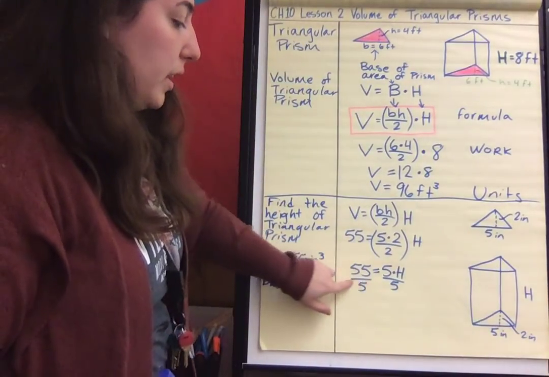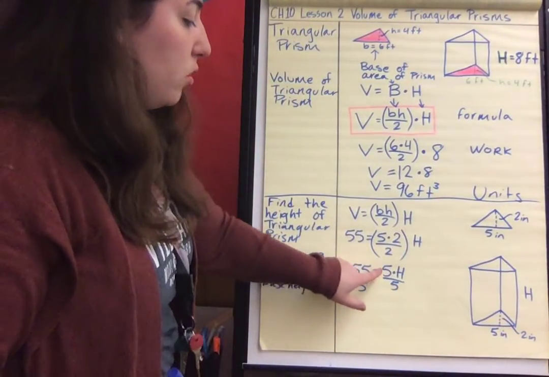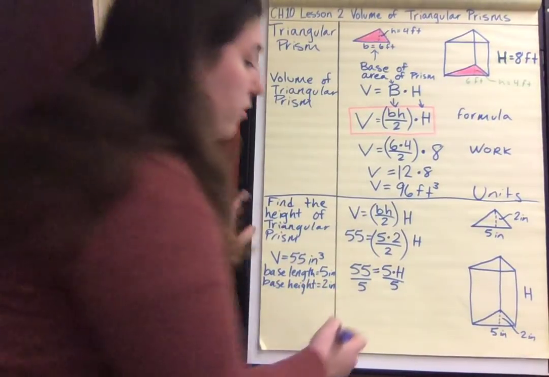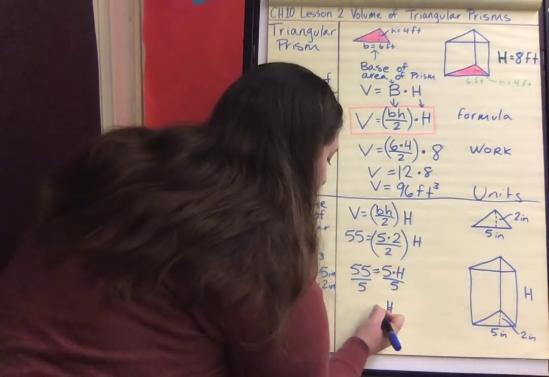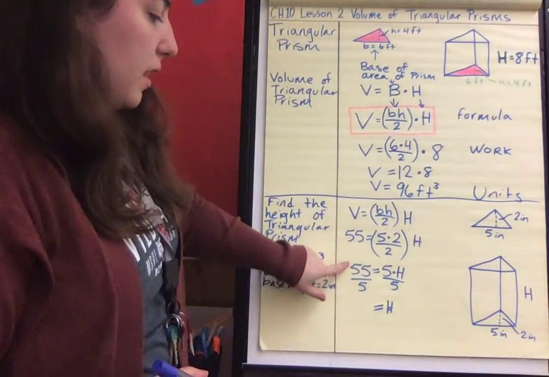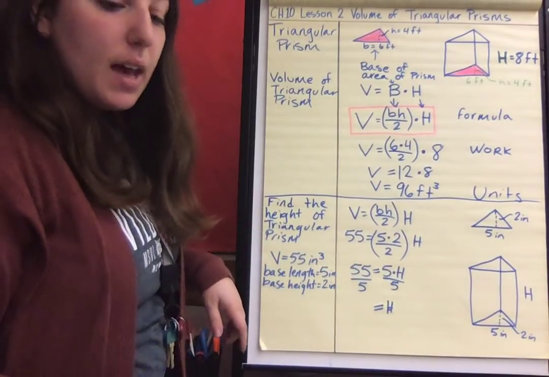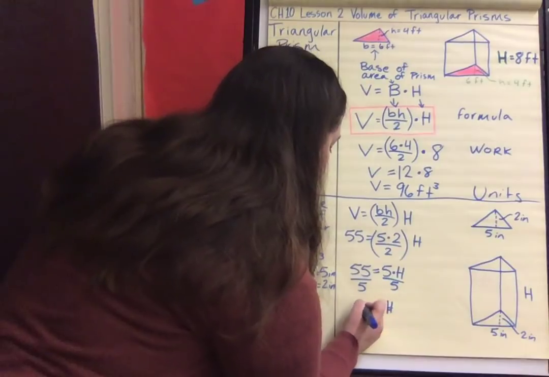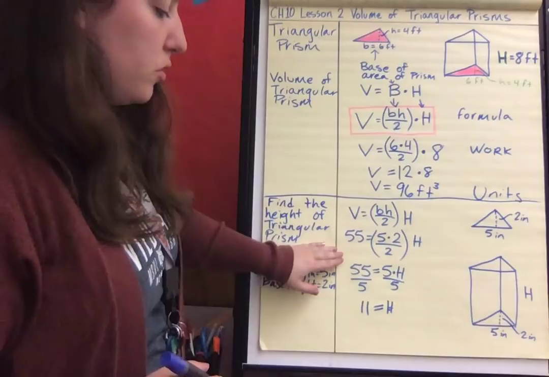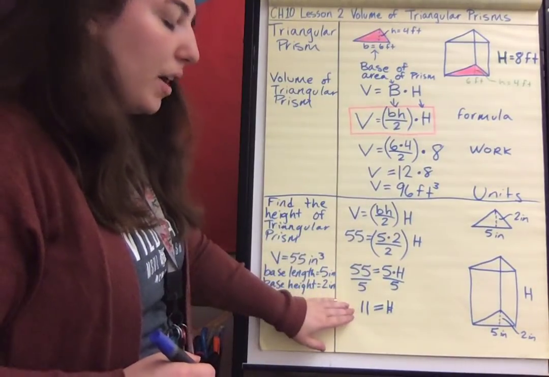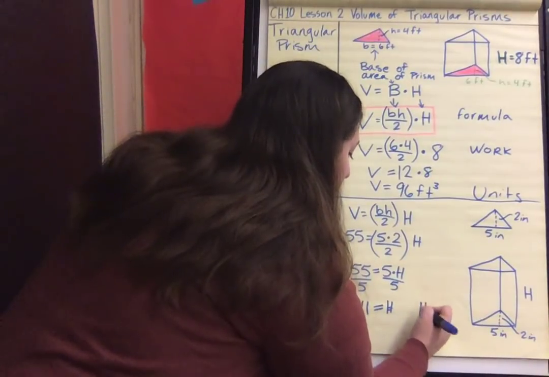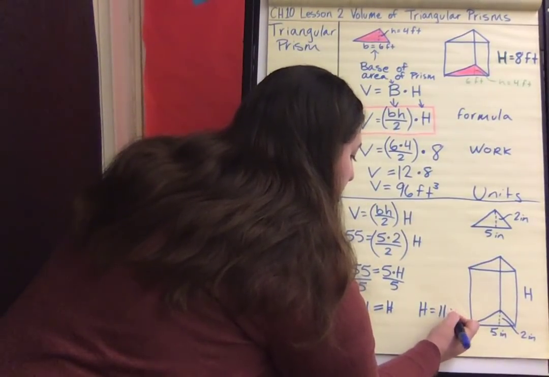Remember, this line here means division, okay? So 5 divided by 5 is just 1, and 1 times h is just h. Okay, and then 55 divided by 5, that is 11. Okay, but I wrote my formula, showed my work, and now I need to show my units. So the height is 11 inches.